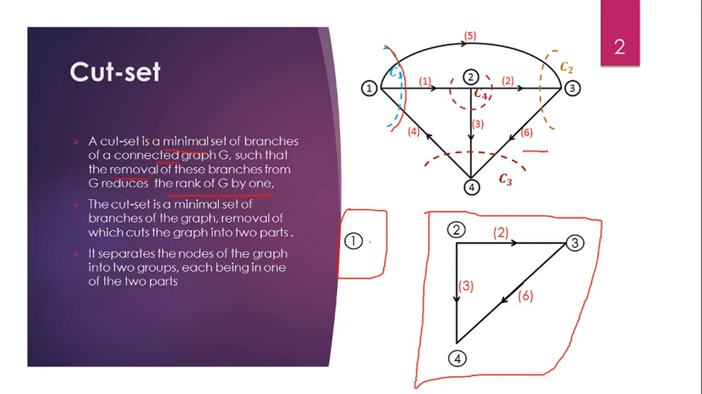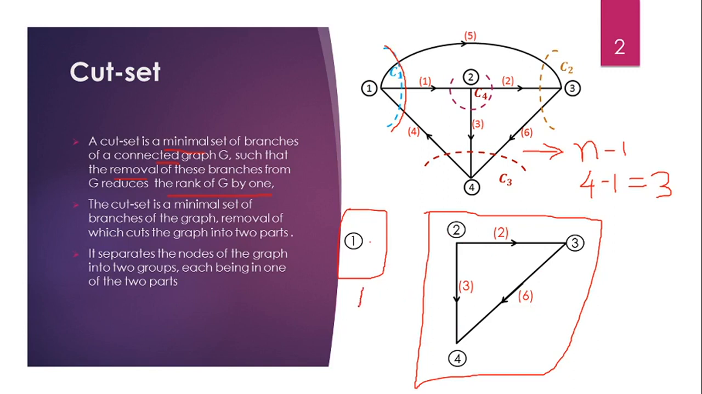The rank of your main graph, or the rank of the given graph, is nothing but the number of nodes minus 1. So how many nodes are given here? 4: 1, 2, 3 and 4. So the number of nodes 4 minus 1 equals 3. Now when we cut the graph, we get two parts. The first part has the single node 1, and the second subgraph has nodes 2, 3, 4 with branches 2, 3 and 6.